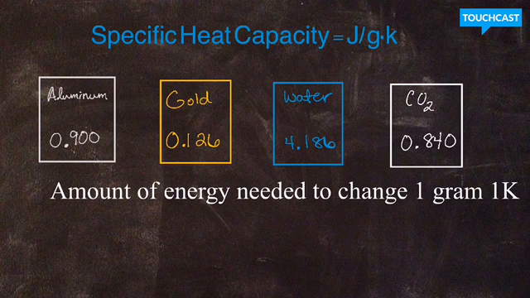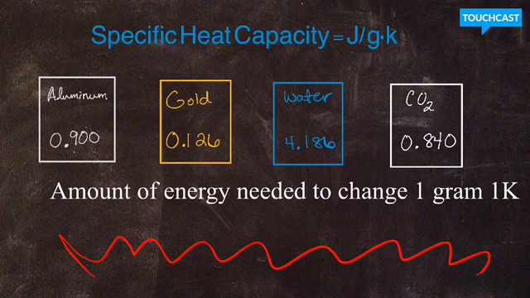So what exactly would happen if I took all of these objects and I started to heat them up? If I put these all under a flame, these little energy packets will move from the heat source into the substance. Which object would heat up the fastest? You see, this object here, gold, has the lowest heat capacity. Once it absorbs just 0.126 joules of energy, it will increase 1 degree Kelvin.